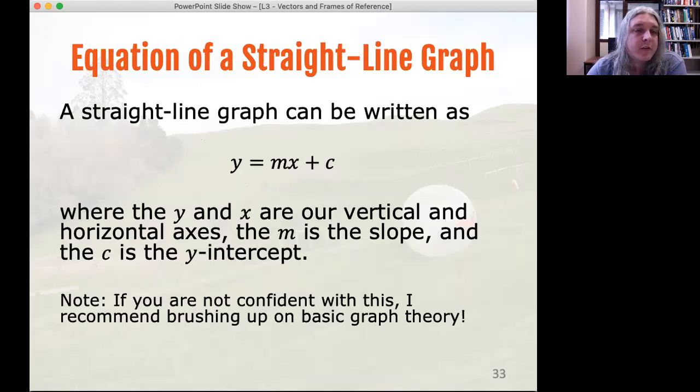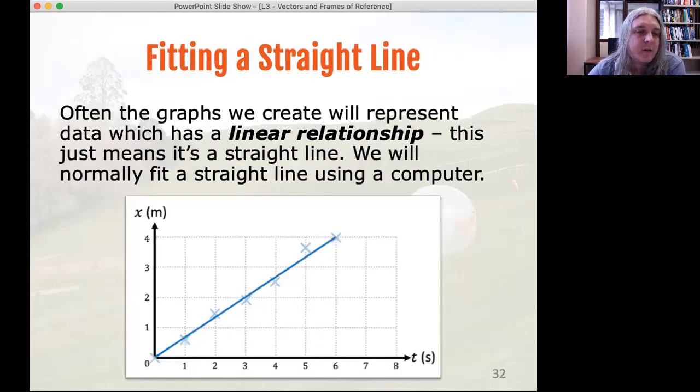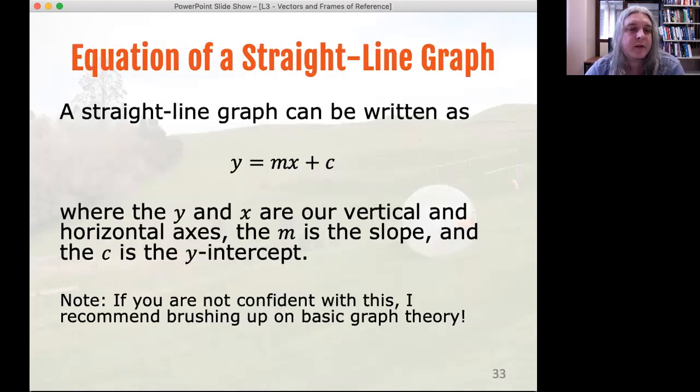Hopefully you're all familiar with the concept of a straight line equation, y equals mx plus c. y and x are our vertical and horizontal axes. So in this case, y in that straight line equation is actually x in our graph. x is vertical, time is horizontal. So here we've got x equals mt plus c in the system of our graph. m is the slope and c is the y-intercept, which means y in the conventional Cartesian coordinates. On our graph, the vertical is x, so it's the x-intercept, just to be confusing.